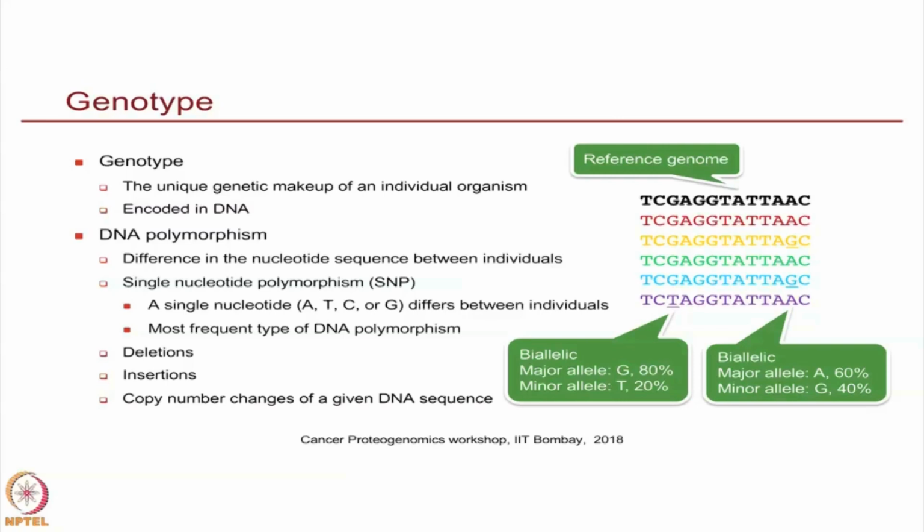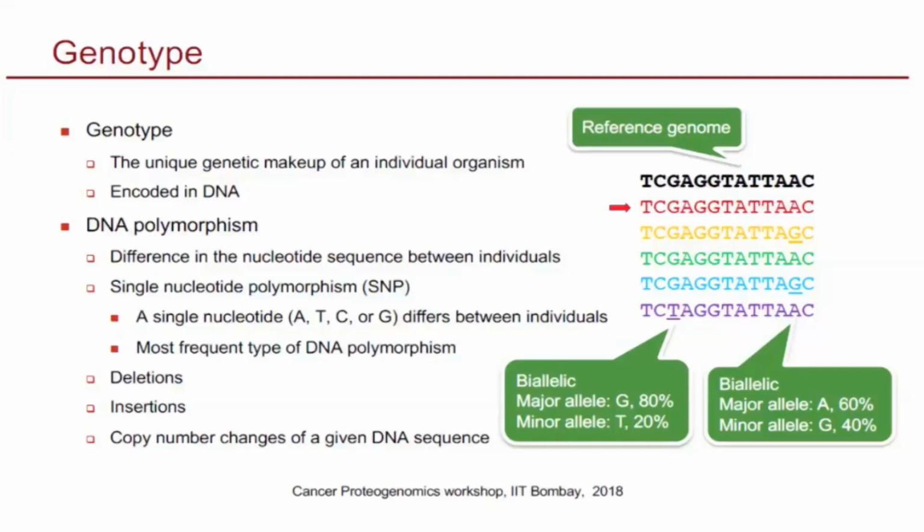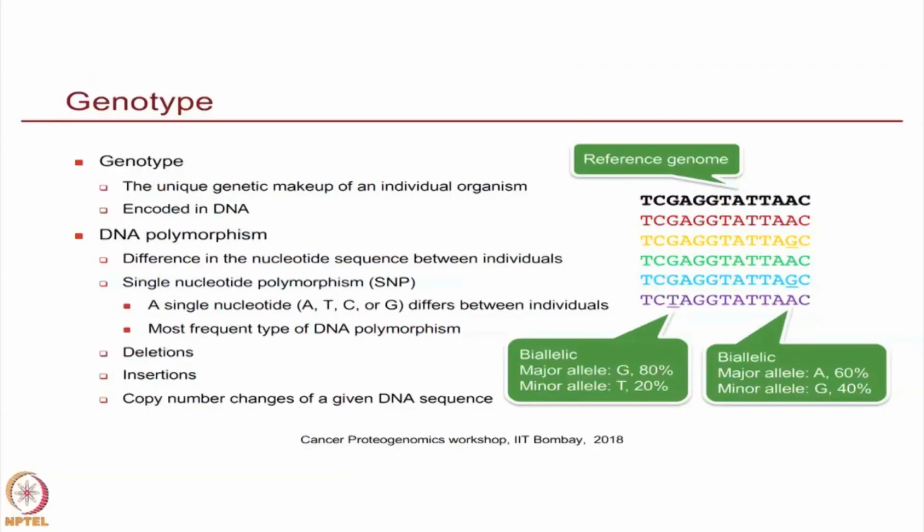And if we look at this example, let's say this sequence, you can probably download from the human genome sequence, and it's just a short fragment, right? We can see some individuals like this one has exactly the same sequence as the reference, but this one for example has a different nucleotide at this position. And if we look at this position, there are two possible alleles, one is the G, the other is the T, right? So this is a biallelic locus, meaning there are two different types of alleles.